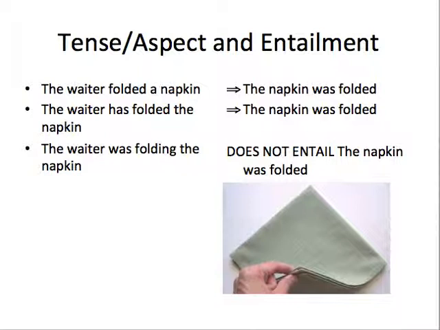But if we take a sentence like the waiter was folding the napkin, which is a combination of past tense and progressive, what we know is that this provides a sense of a lack of completion. So it does not entail the napkin was folded. The waiter was folding the napkin when something happened, and we have no idea whether that actual action was completed or not. Okay, so therefore it does not entail the napkin was folded.